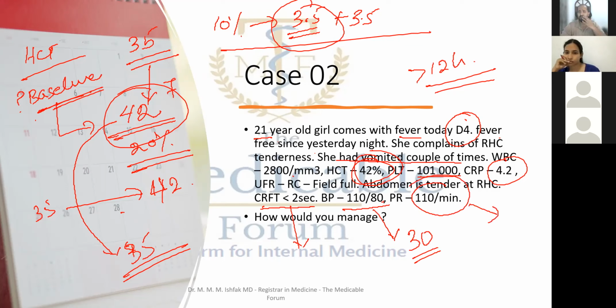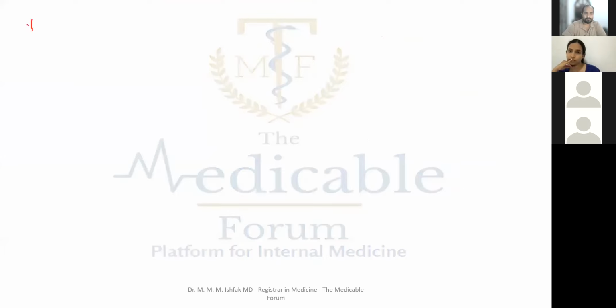So what can you conclude in this scenario? How would you manage? This is a patient who is on day 4 coming with 12 hours of fever free. She has some symptoms of gut ischemia which suggests leaking, but we don't know the baseline hematocrit. But so far, the organ perfusion seems okay because the pulse pressure is okay and CRFT is okay. So basically, this is actually DHF, right?